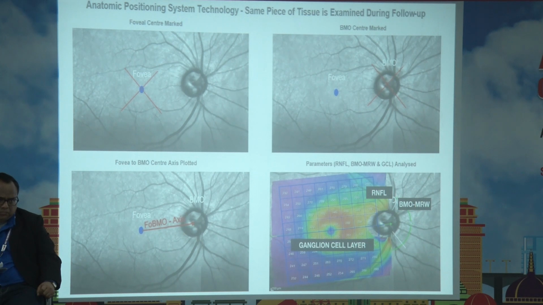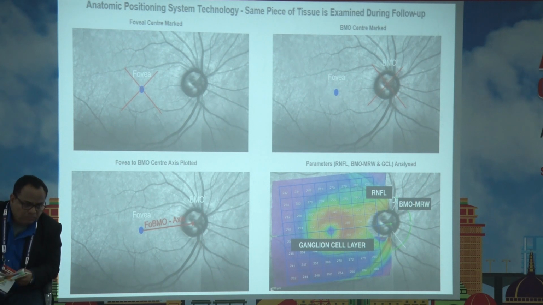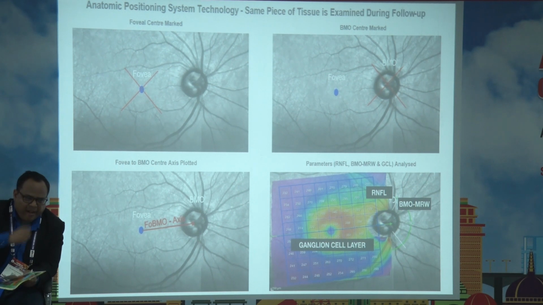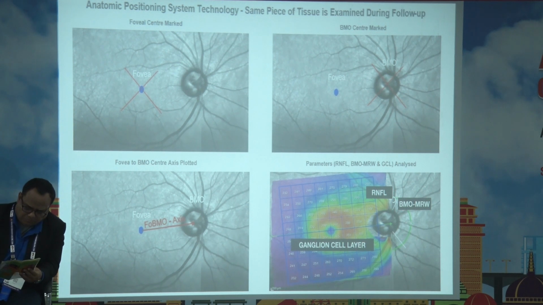The main advantage of this technology is the GPS system, or the anatomical positioning system as it is called, where the fovea center is first marked and then the Bruch's membrane opening, that is in terms of disc area, that centration is marked. The fovea-BMO axis gives us a plot, so a small head tilt or even a patient who comes in follow-up, the same piece of tissue is examined at every visit, so it moves towards better reproducibility.